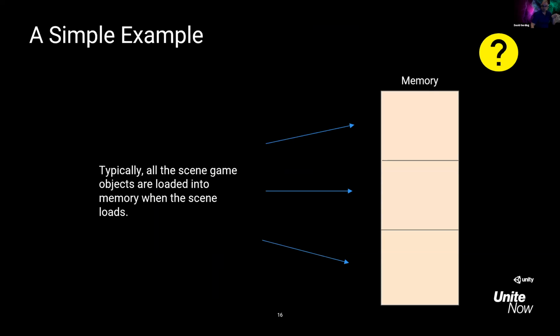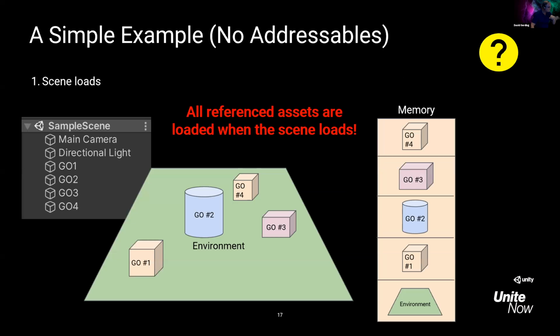Typically, Unity loads all of the assets for a scene into memory when the scene loads. So if we have a sample scene here with 4 game objects, they're going to go in, along with the attendant memory needed for the environment itself. All of those are going to go right into memory when the scene loads.